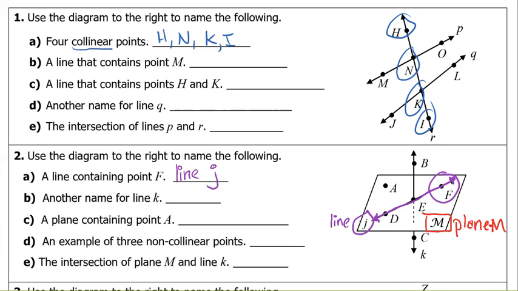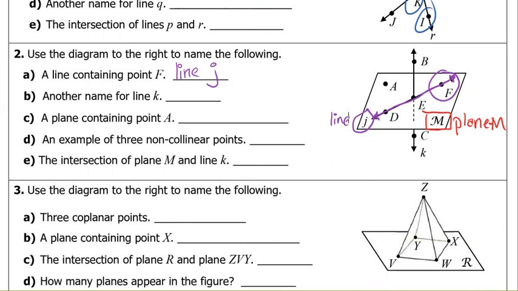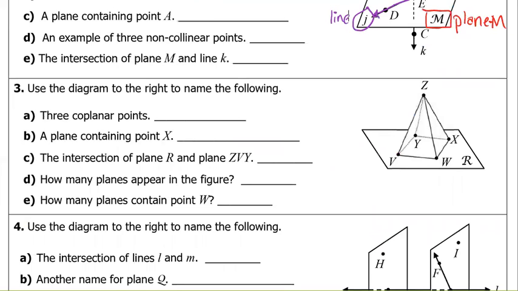All right, let's keep going. Number 3. Use the diagram to the right to name the following. Let's do 3 coplanar points. Now, what does coplanar mean? It means on the same plane.